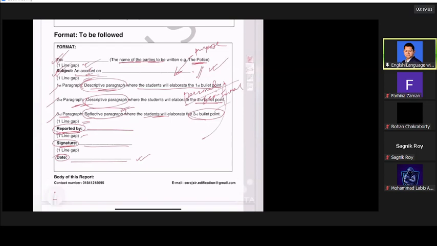Now here I'm going to demonstrate a sample at first. But before reading the sample, we are going to check the question paper. Let's see the question. This is our task number one.